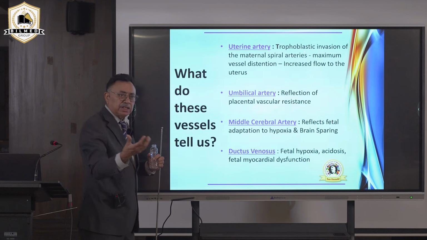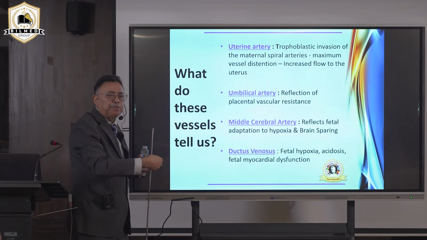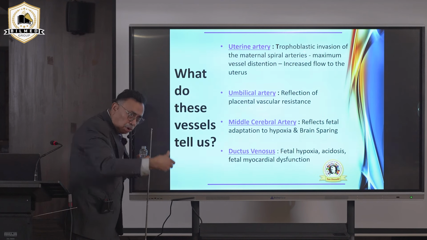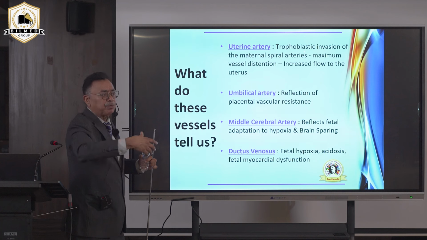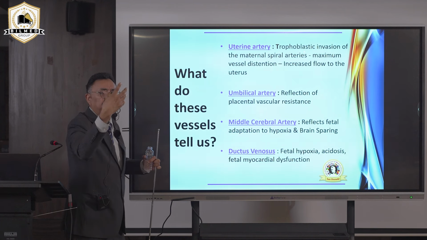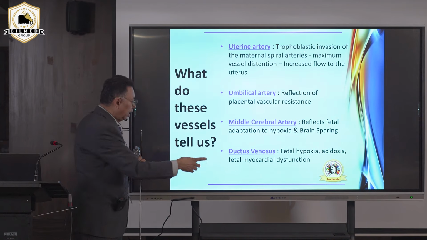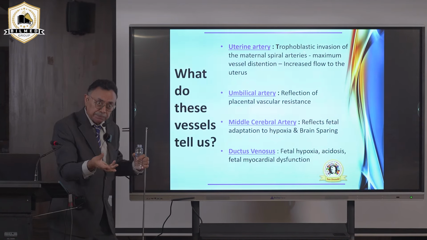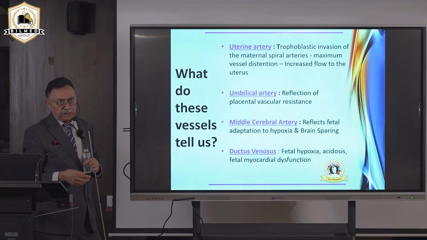Umbilical vessels tell you placental resistance, because impure blood has to come into the placenta. So if the resistance is more, umbilical artery blood will not come to the placenta and the impure blood will collect on the side of the fetus. The fetal heart will have to pump harder, faster, fetal tachycardia will occur, the fetal heart will fail, that small heart will fail and die. And ductus venosus, middle cerebral will tell you how the fetus is adapting, and the ductus venosus will tell you whether hypoxia, acidosis is occurring.